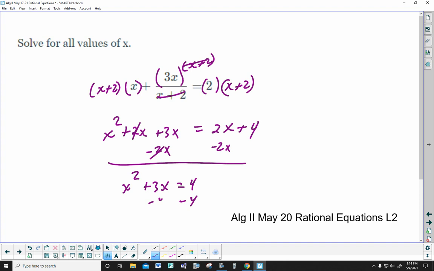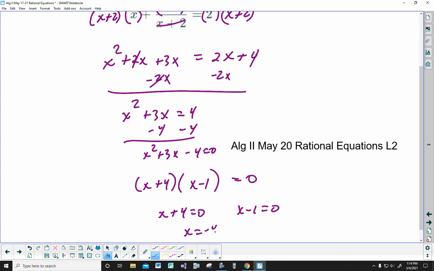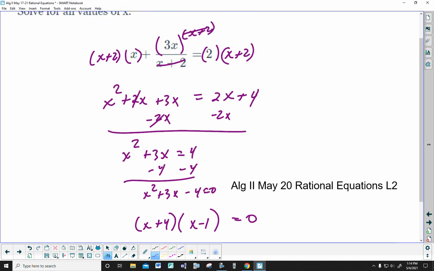Subtract the 4. And you got x squared plus 3x minus 4 is equal to 0. So then you're looking for what numbers multiply to negative 4 but add to 3. So they'd be x plus 4 and x minus 1. Then you're setting these equal to 0. And you get x equals negative 4 and x equals 1. And then you look back and make sure it's not going to make any of the denominators equal to 0. It won't. So those are your two answers.